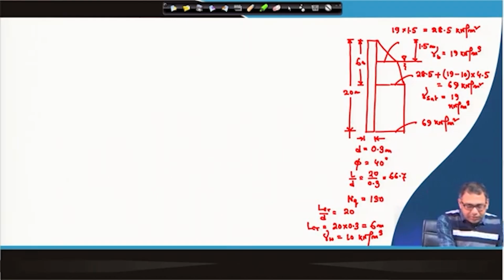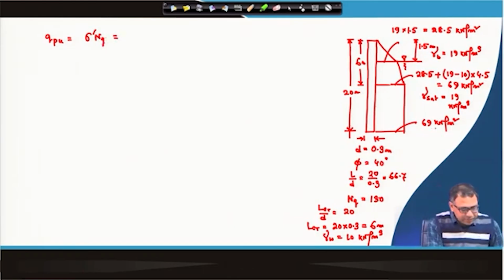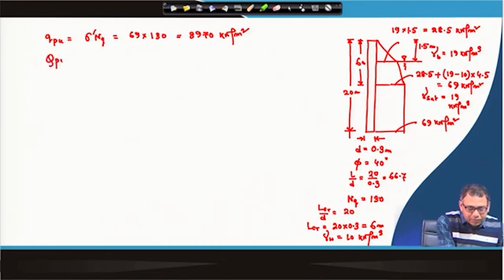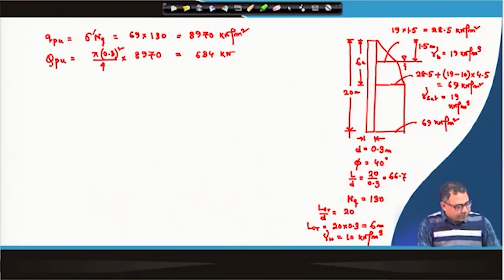Okay. So, now tip resistance of the pile Qpu will be sigma dash into Nq. Now, sigma dash is here 69. So, that is 69 into 130, which is equal to 8970 kilonewton per meter square. Okay. So, which is within the limiting value. So, Qpu, the total tip resistance, is area, which is pi d square by 4, into 8970, which is 634 kilonewton.